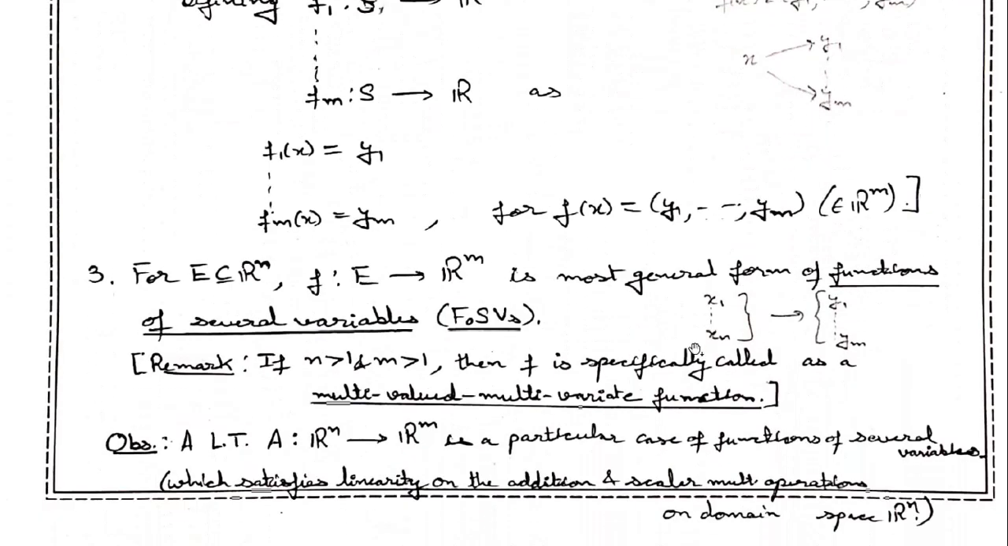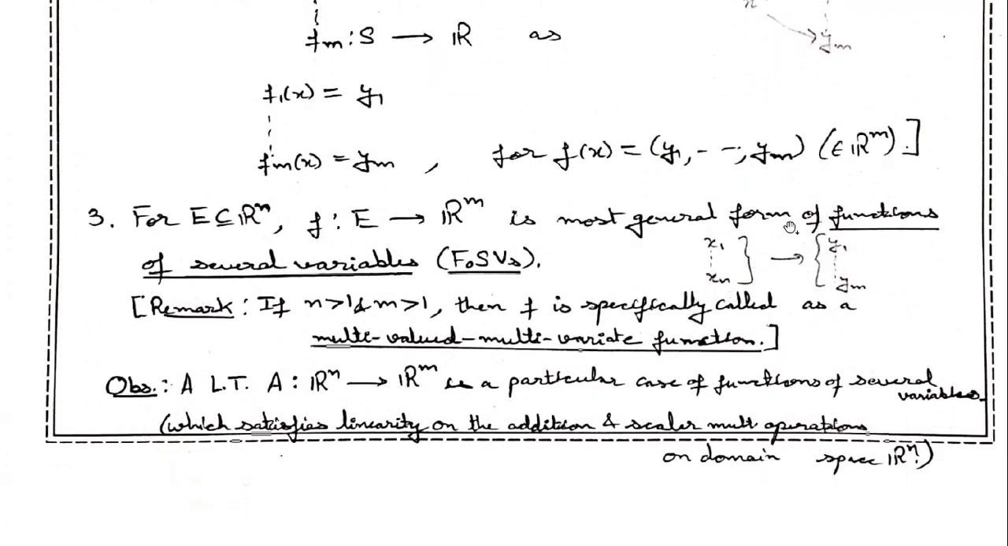Now let us consider the most general case. In that case, what will be happening? There will be multiple independent variables and multiple dependent variables. So the function in its most general sense will be a function from a subset of a Euclidean space Rn to another Euclidean space Rm.